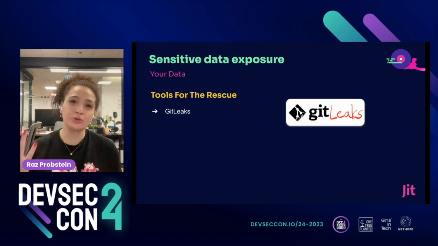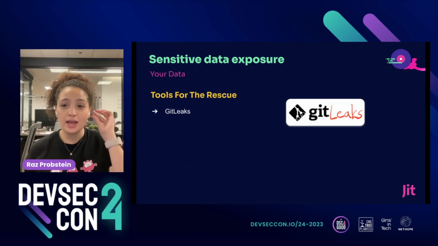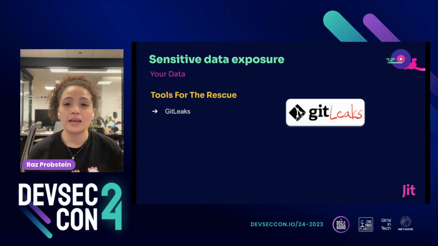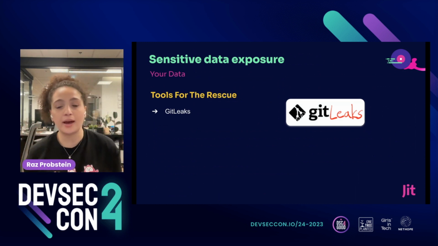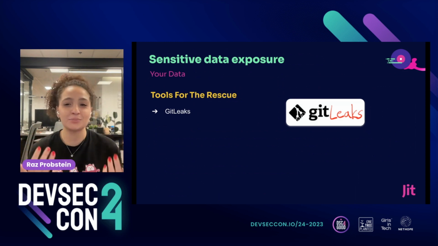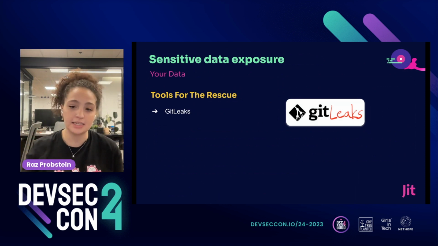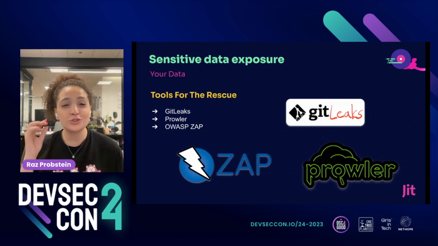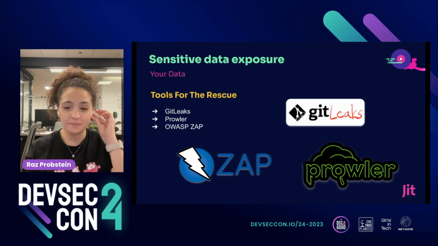I will show you 3 tools that can really help us here. And the first one is GitLeaks. GitLeaks detects multiple types of secrets like API keys and tokens. It searches in Git history, and it can be easily integrated in the CI/CD. And the other 2 are Prowler and Zap that I've mentioned before. So again, we see that some tools actually help us with more than one threat.